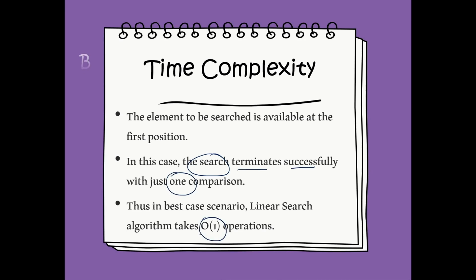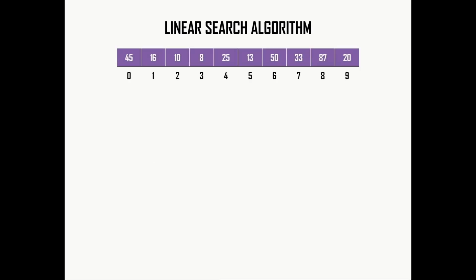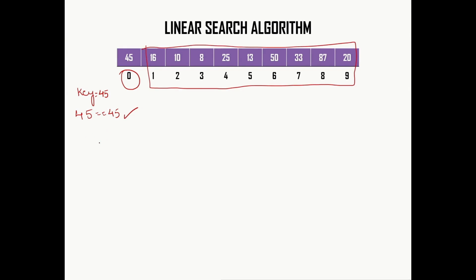Now let's see how this happens with the help of this example. So here is the list, and this time let's say the element that I want to find is 45. As you can see, 45 is available at index 0, and it is obvious that I'll be performing the comparison just once to get the element. So it compares 45 with 45 and my element is found. That means we are not even comparing this part of the list to get the desired element. In this case, the algorithm takes only O of 1 comparisons to get the element. This becomes the best case for linear search.